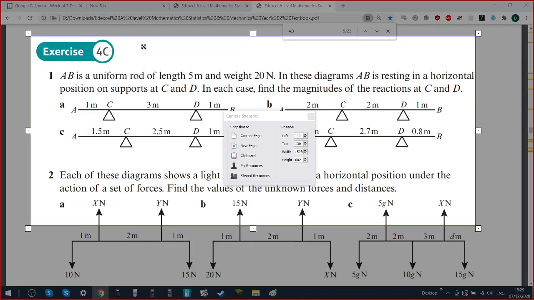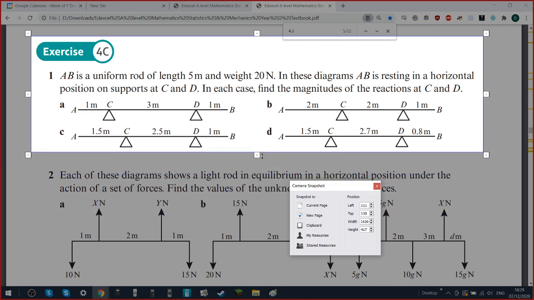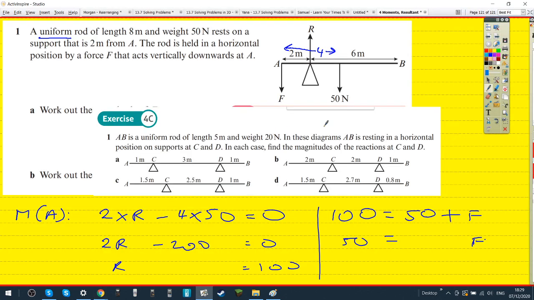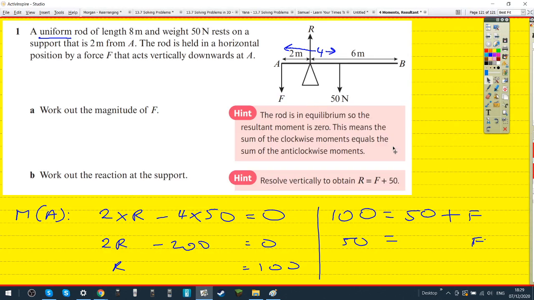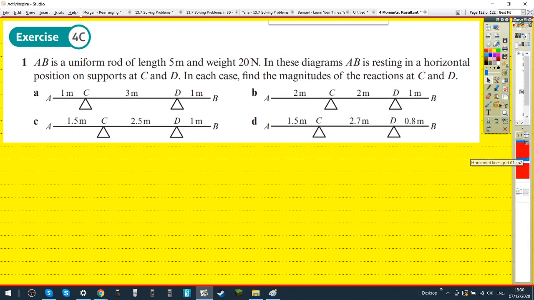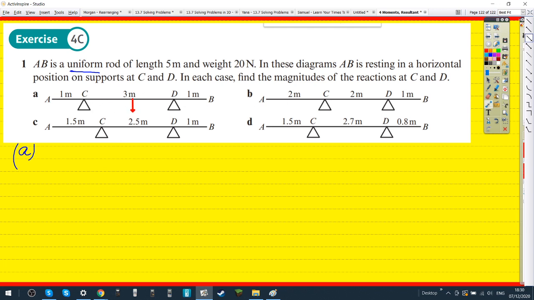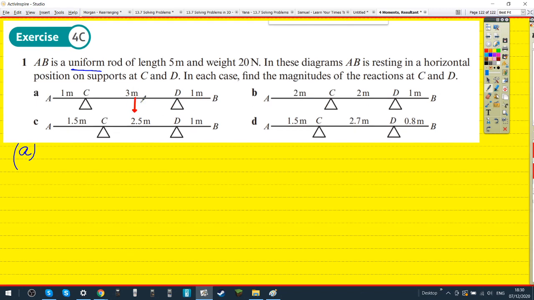Question 1. So each of these, the rod is always 5 meters long, always has a weight of 20 newtons. We've defined the reactions, the two reactions each time, one at C, one at D. So do I need to make a downwards arrow of 20N for the rod? Yeah. Where does that go? In the middle. Yes. That's 20 newtons. And so use that to calculate the reactions at C and D.